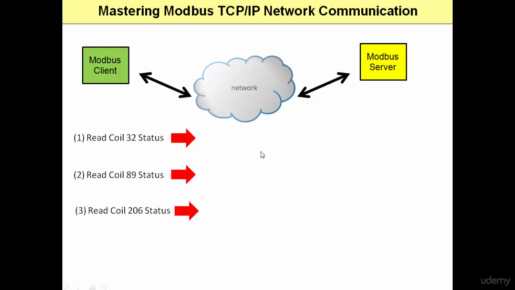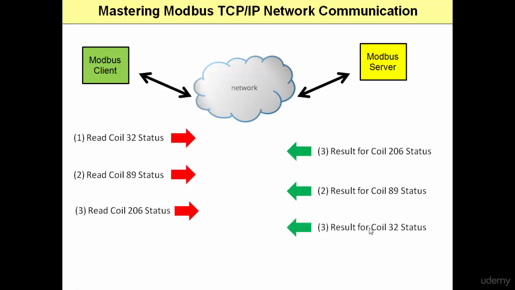So what arrives first back to the Modbus client is the response for the third request, or query, sent. Then after that, the result for coil 89, number two, is sent. And then what comes last is the result for the very first coil status request. Now this can actually happen due to network conditions. It probably won't happen often, but it's due to network conditions.